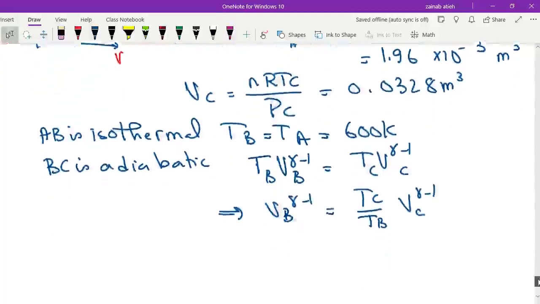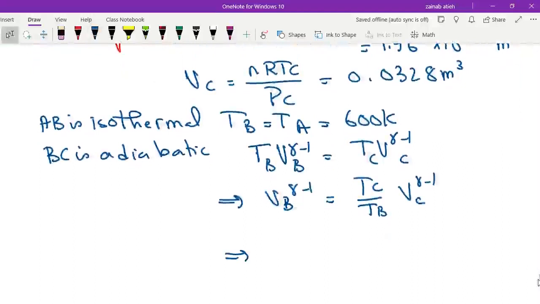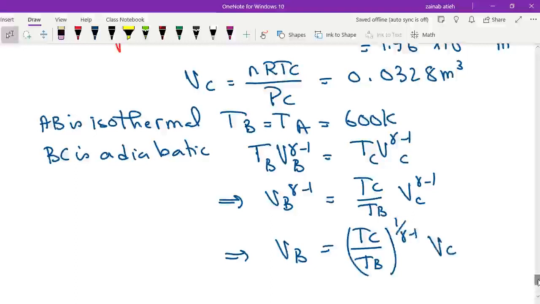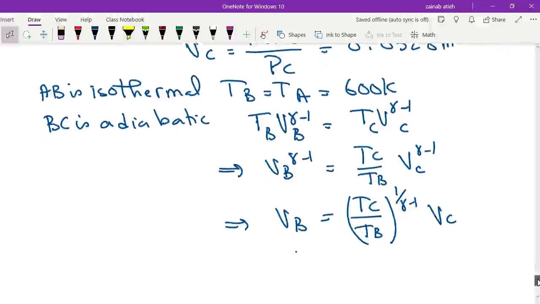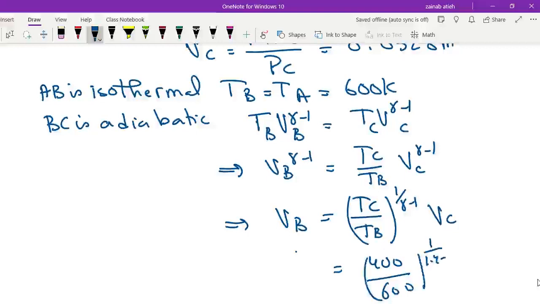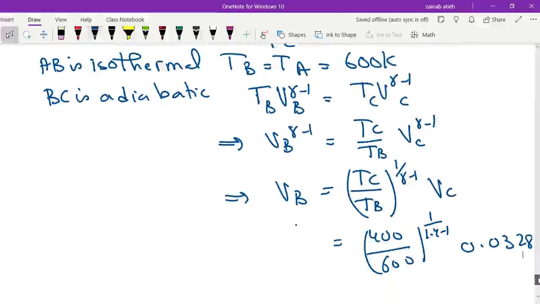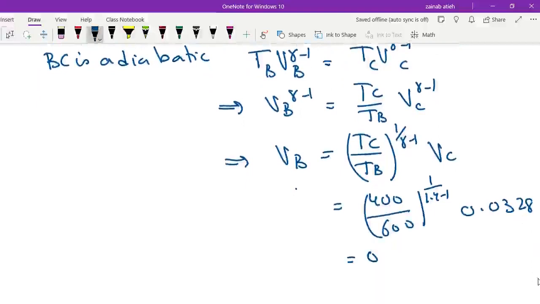I will take the root of order gamma minus 1. So I will get VB equals VC times (TC over TB) to the power 1 over gamma minus 1. It's as if I took the root, the power 1 over gamma minus 1. Now I've got everything. TC, I've said that it's 400. TB is 600. The gamma was given to be 1.4, minus 1. And VC was calculated to be 0.0328. So I've got everything. Now I can find VB. This will give me VB equals 0.012 meter cube. Once I know VB, I have the temperature at B and the volume at B.